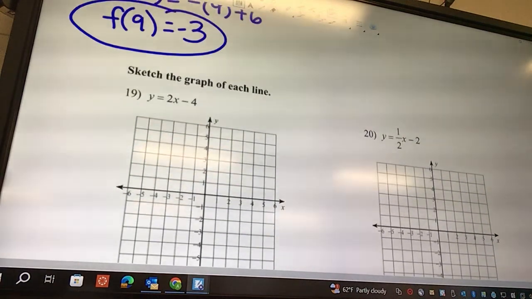Okay, number 19 says sketch the graph of the line. Which point do we plot first?